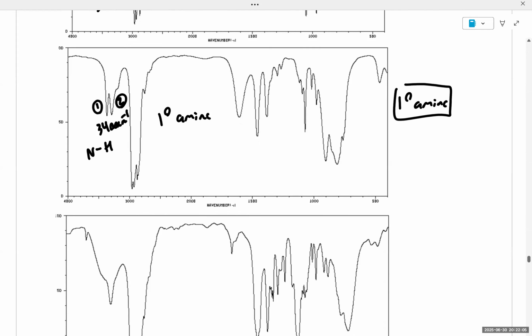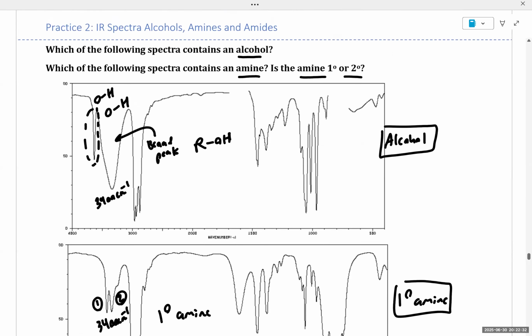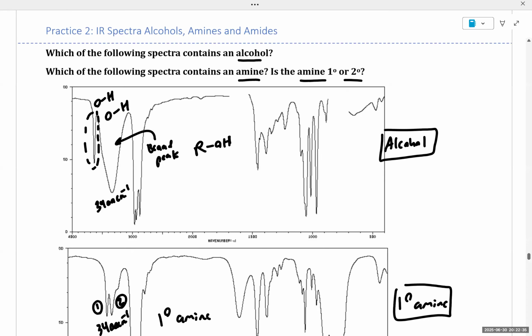Looking at this last compound now, we just see one peak, and it's close to around the 3,300 centimeter inverse region. So I would expect this to be the secondary amine. The key thing that differentiates the secondary amine and the alcohol is that the alcohol peak is typically quite broad. It's relatively intense, and you have this side peak of the OH stretch for the non-hydrogen bonding OH bond.